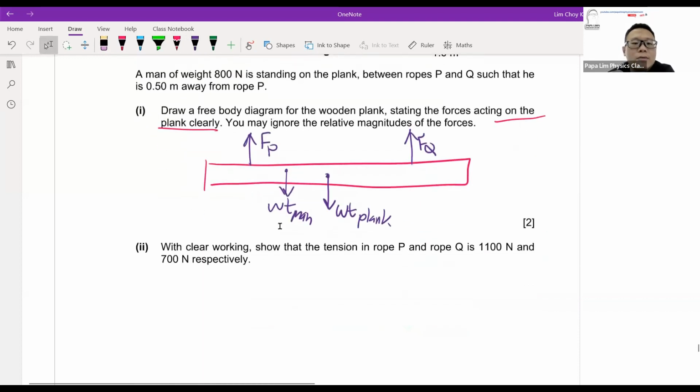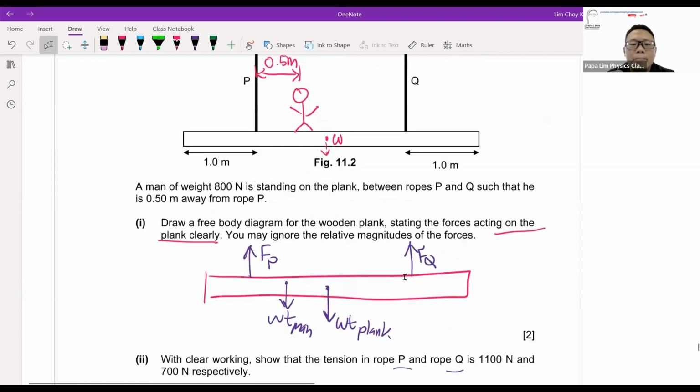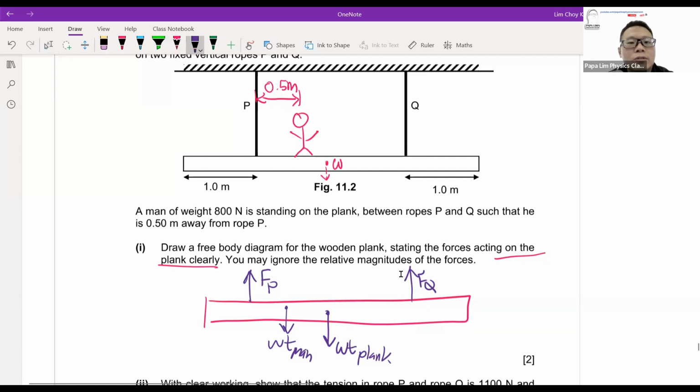Now, show that the tension in P and Q is 110. To find P and Q, the easiest way is to take moments. So now we have different forces here. This is the weight of the man. This is the weight of the plank. So there are 4 forces here, and this is P and Q.